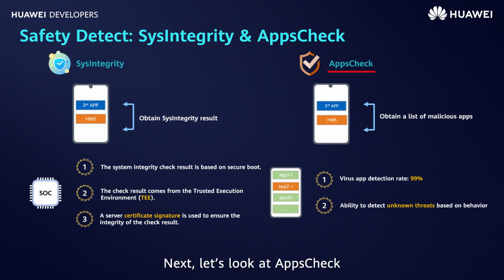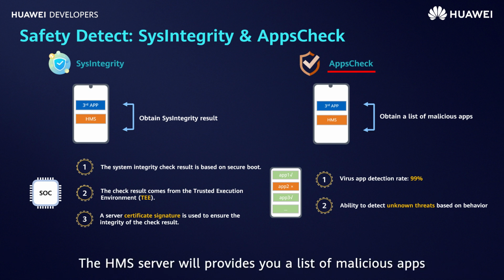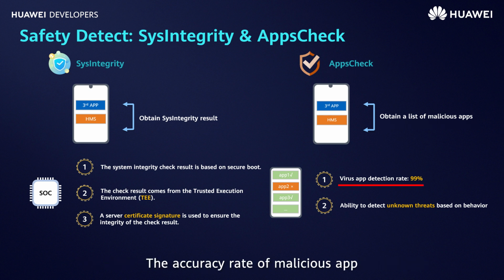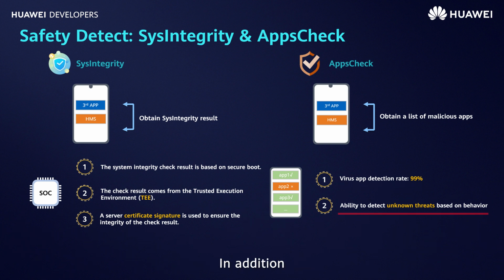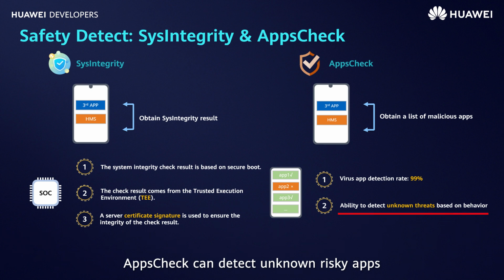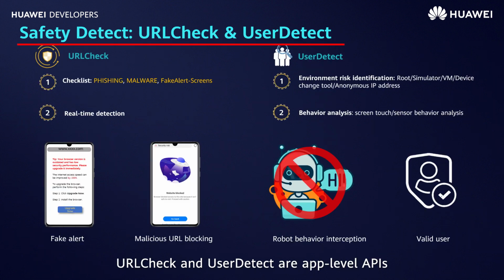Next, let's look at AppsCheck. The HMS server will provide you a list of malicious apps. The accuracy rate of malicious app detection reaches 99%. In addition, AppsCheck can detect unknown risky apps. URLCheck and UserDetect are app-level APIs.